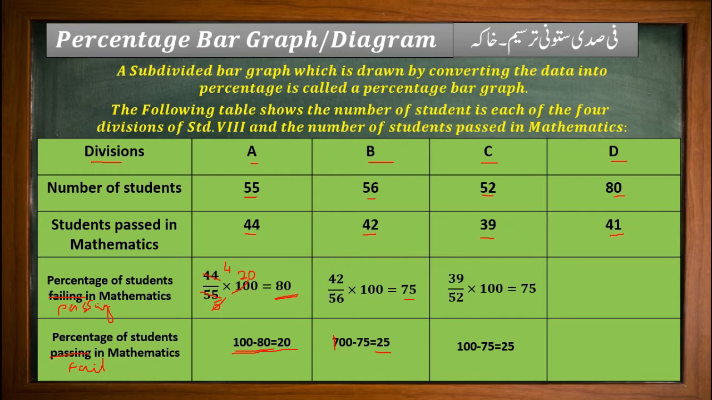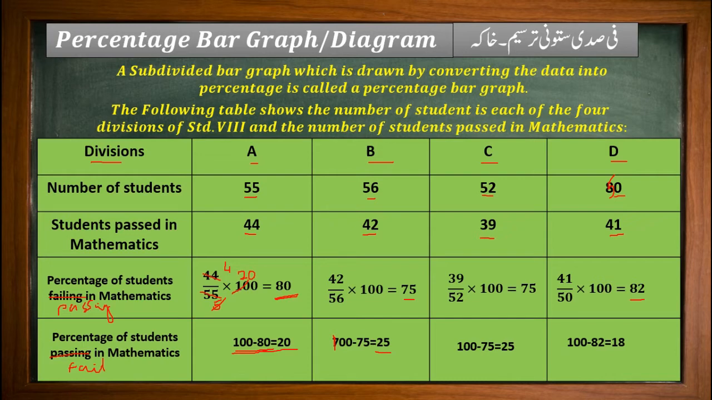And now we'll move to the D division, and in this division you are observing that 50 students are total in the class, 41 students passed. Actually, this one is 50, not 80. So 41 upon 50 into 100 means it will be 82 here. So 100 minus 82 and we'll get 18%.